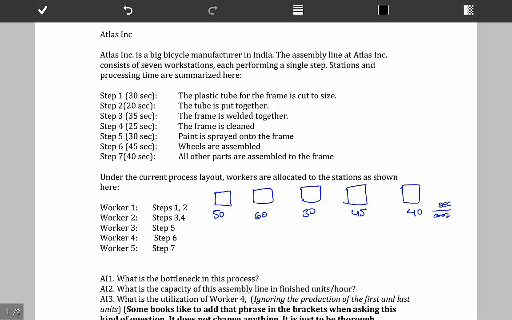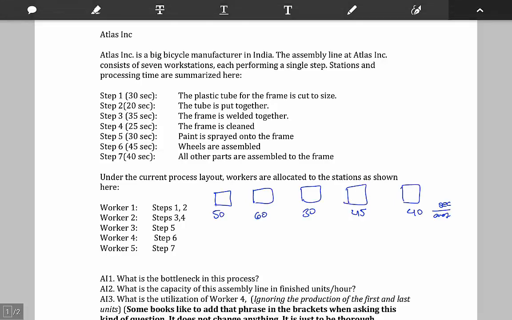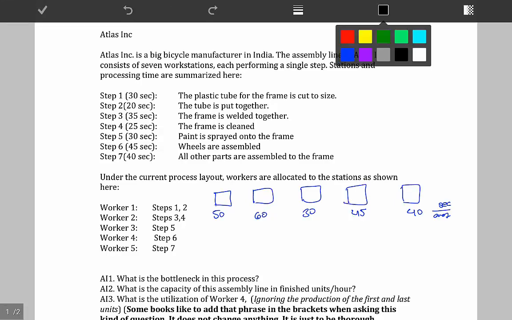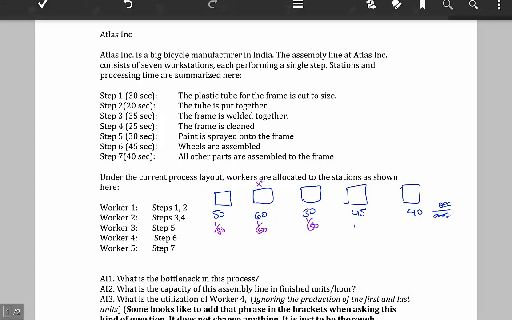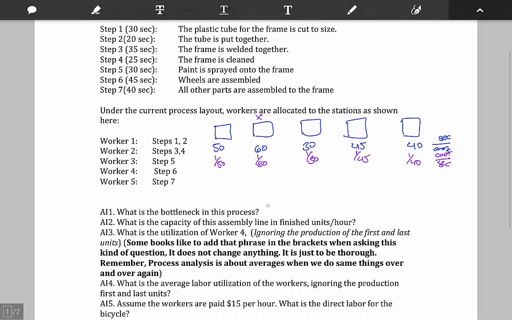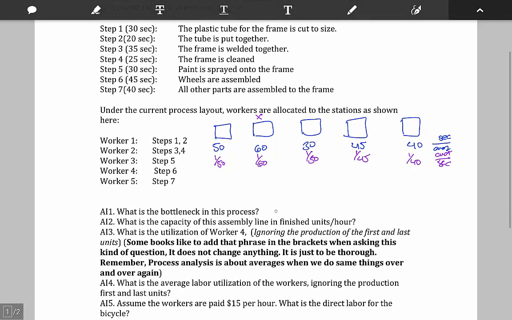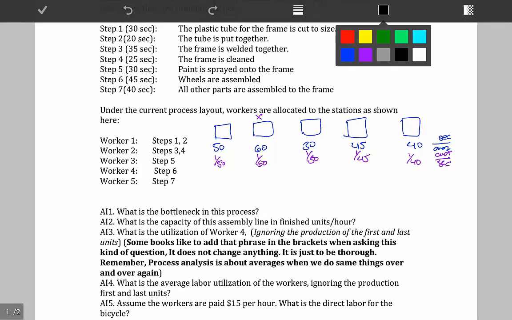Okay, now given that there's only one worker in each of them, we can calculate the capacity. Let me use a different color here. The capacity is 1 over 50, 1 over 60, 1 over 30, 1 over 45, 1 over 40 customer per second. You can see that the second station is the bottleneck. So this answers your first question: worker 2 is your bottleneck.